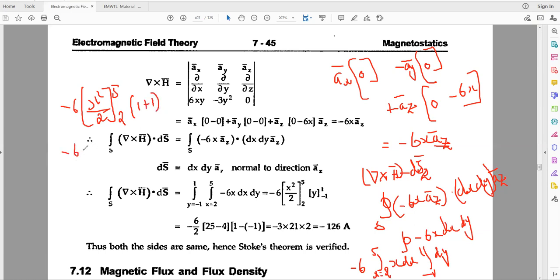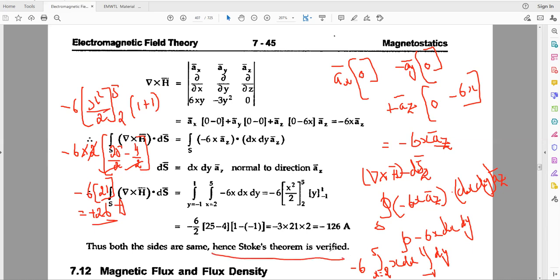So minus 6 into 2, 5 square 25 by 2 minus 4 by 2. The 2 gets cancelled here. Minus 6 into 21. That is equal to minus 126 amperes. Both sides are the same, hence the Stokes theorem is verified.